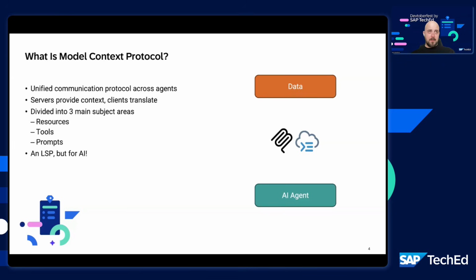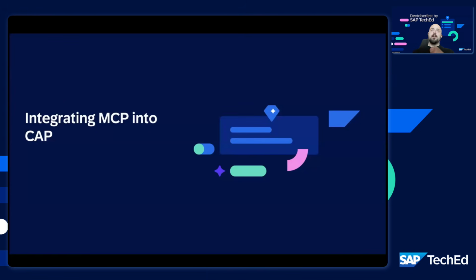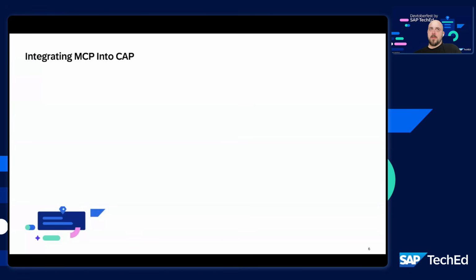And that is very basic, very short coverage of what the model context protocol is. You can go a lot more deep into it. Now, the challenge is then, how do we get MCP into CAP? And there are multiple approaches. And the approach you'll see today is one of the approaches that we went with.